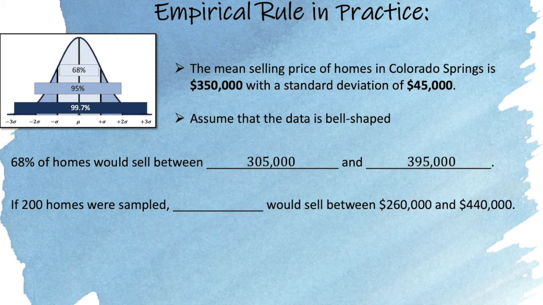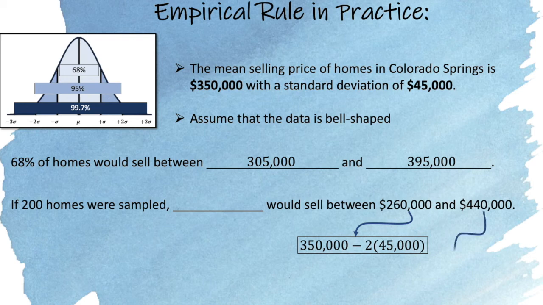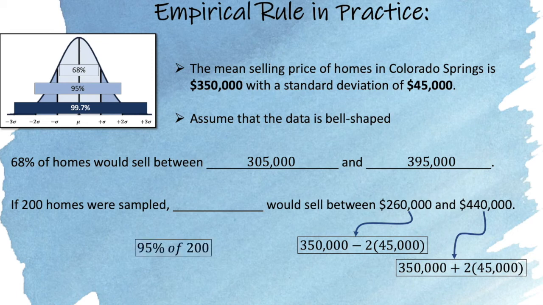Okay, one more. If 200 homes were sampled, what percentage would sell between $260,000 and $440,000? If you look at those two, we could see that $260,000, that's 2 standard deviations below the mean. $440,000, that's 2 standard deviations above the mean. So if you have 2 standard deviations below and above the mean, that's 95% of the data. So 95% of 200 homes, you know that 190 homes would sell between $260,000 and $440,000.